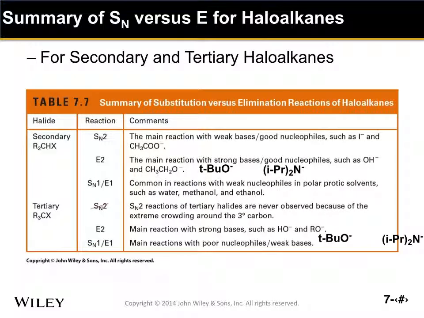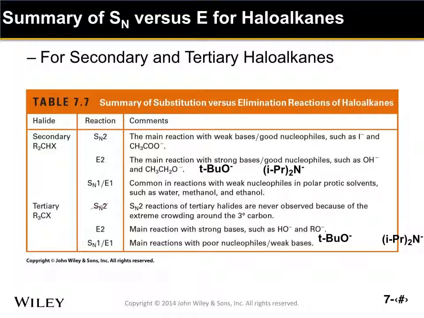So for secondary alkyl halides, those are a little more complicated. We can do all of the kinds of reactions. SN1, SN2, E1, and E2, all of those are possible. And so for an SN2 reaction, you have to have a good nucleophile. Iodide and acetate are shown as the nucleophiles, but there are the other ones that are in the table we saw in the previous presentation. For elimination reactions, if we want to do those, we're going to need a strong base, and those are often good nucleophiles.